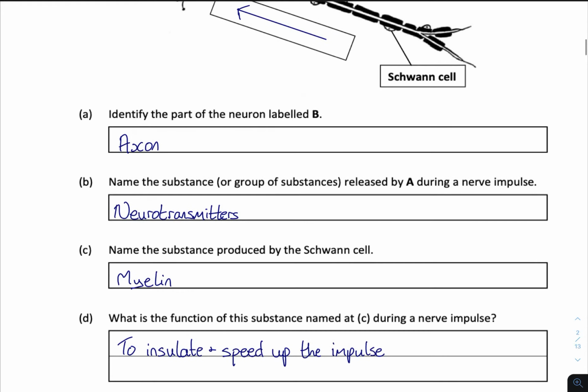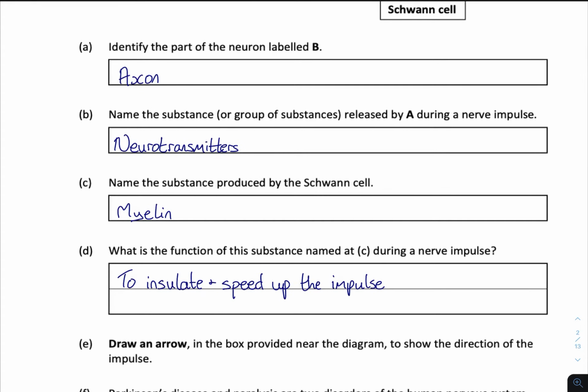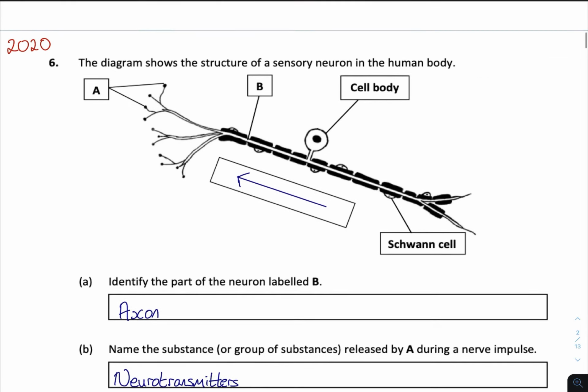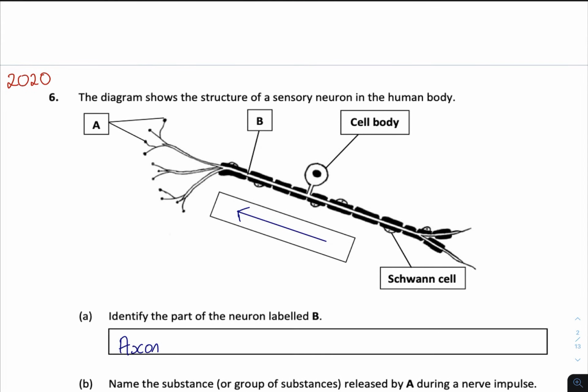Name a substance produced by the Schwann cell. You learned this off, and that's myelin. And the next question usually is, what's the function of it, which is to insulate and speed up the impulse. E is a common enough question too. They ask you to show the direction of the impulse. It doesn't matter whether it's a sensory neuron or a motor neuron. That impulse is always traveling towards the neurotransmitter swellings. So obviously my arrow here.